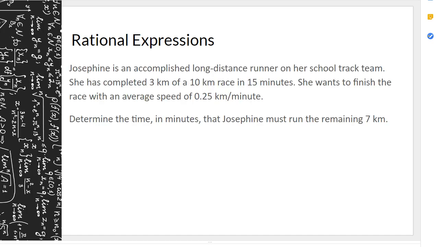Okay, so how can we write rational expressions? How can we create rational expressions? So Josephine is an accomplished long-distance runner on her school track team. She has completed 3 kilometers of a 10-kilometer race in 15 minutes. She wants to finish the race with an average speed of 0.25 kilometers per minute. So we need to determine the time in minutes that Josephine must run the remaining 7 kilometers.